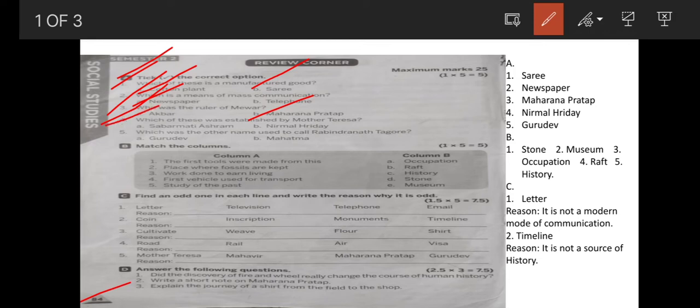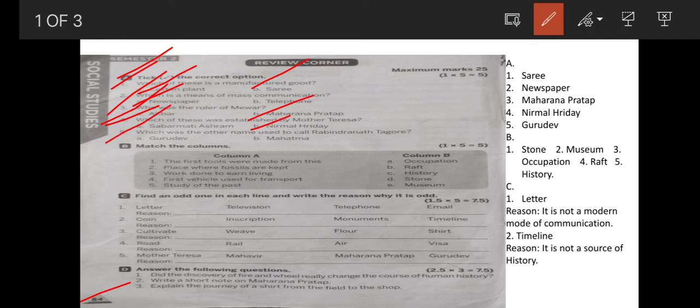4. Which of these was established by Mother Teresa? That is option B, Nirmal Hriday. Nirmal Hriday was established by Mother Teresa. Why? To provide a home for the homeless people who live on the street.